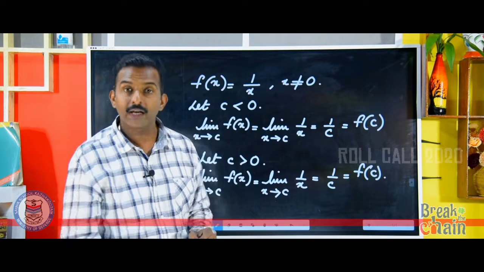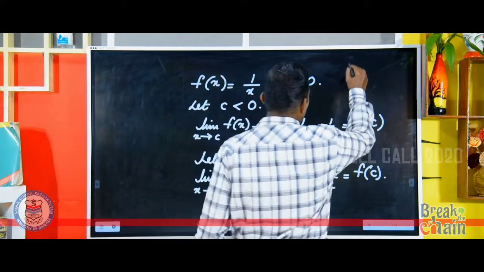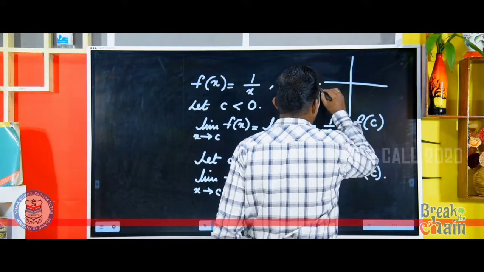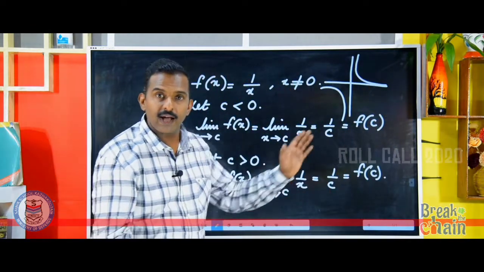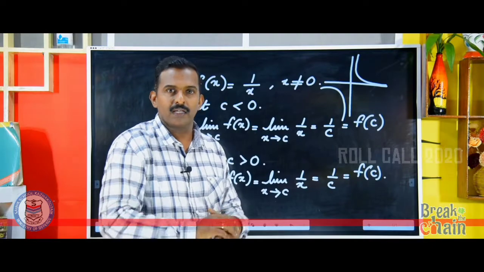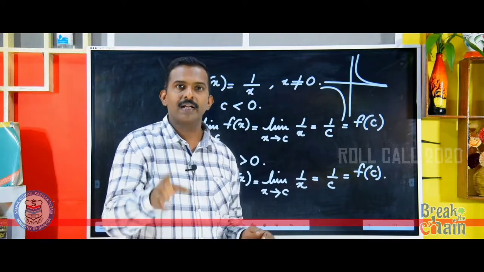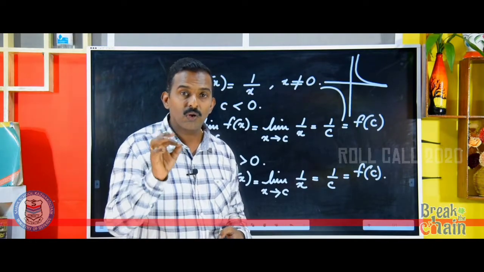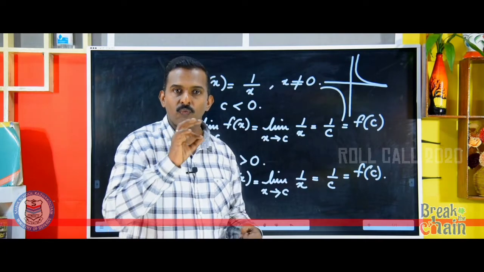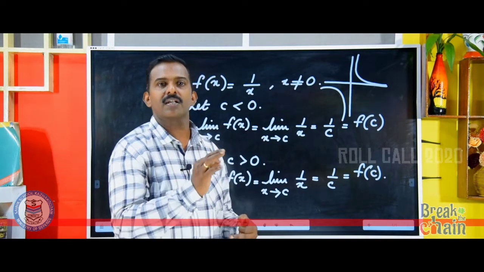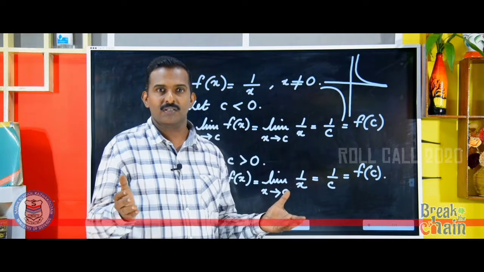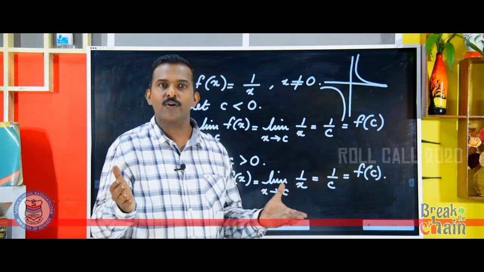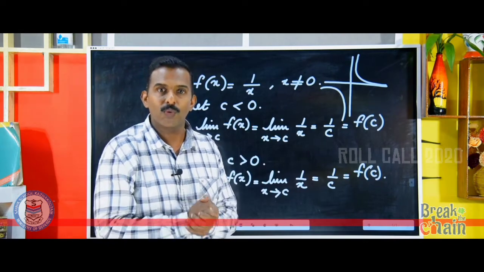If you have noted the graph, this is the graph of f of x equal to 1 by x. It never breaks. In its domain it never breaks, because 0 is not included. Therefore, wherever 0 is not included, it is continuous. Therefore, another example of a continuous function, continuous meaning continuous in its entire domain, is f of x equal to 1 by x.